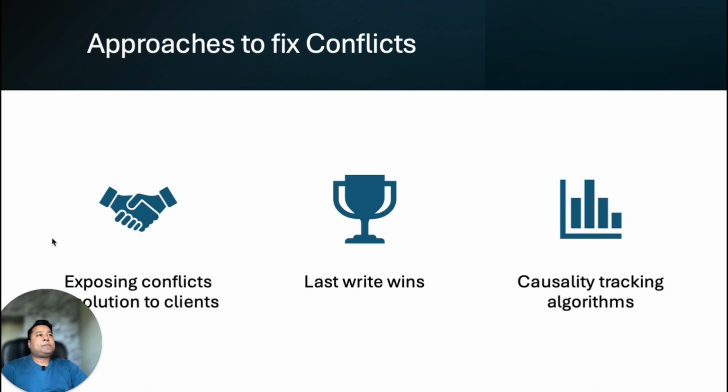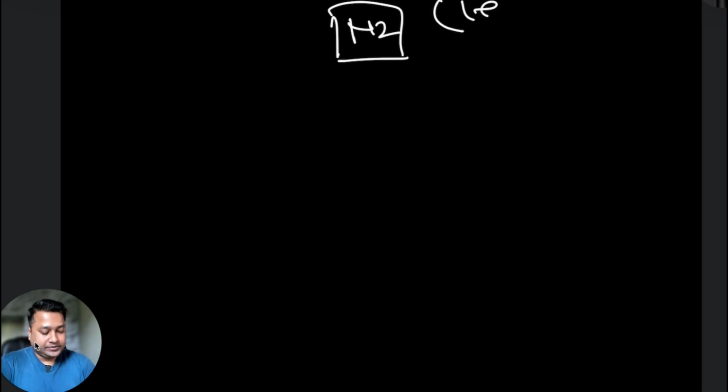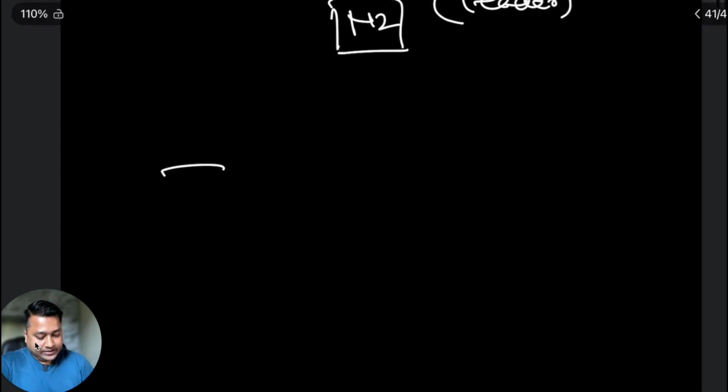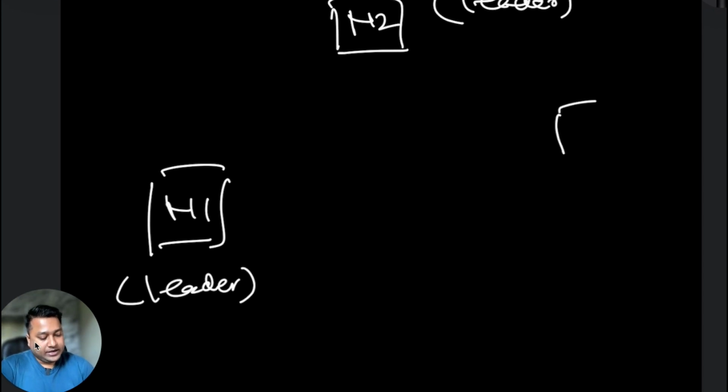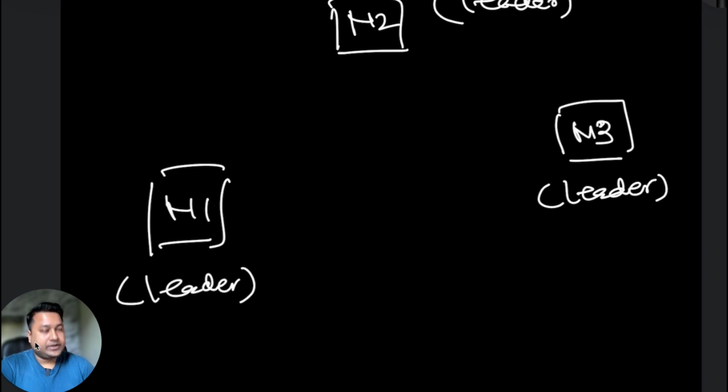For example, let me go back and let's understand this in the notepad. Let's say this is your node 2, leader 2. It's a leader. And then here you have your node 1, which is also a leader. And then here you have node 3. This is also a leader.